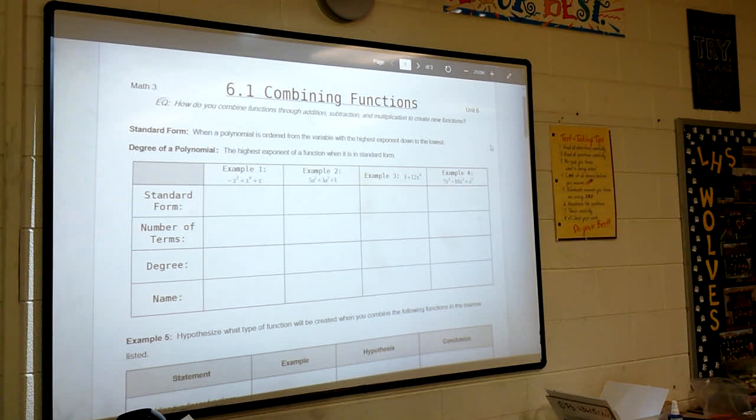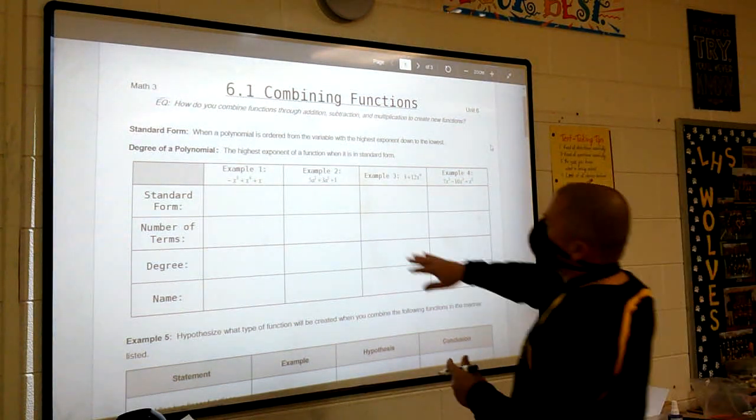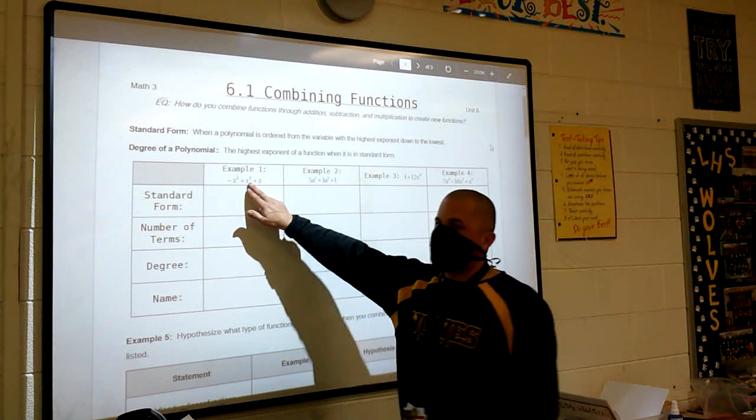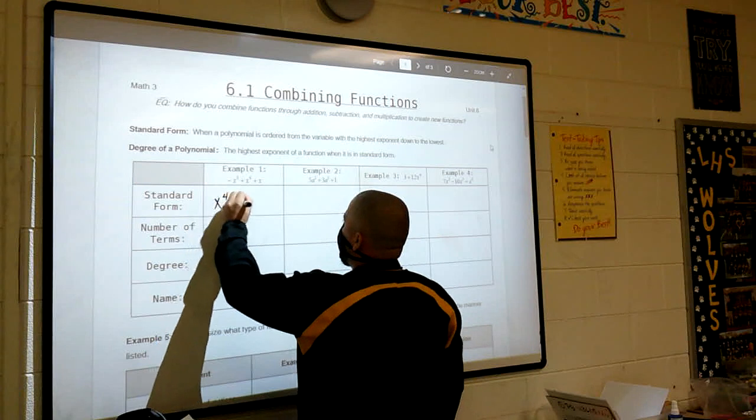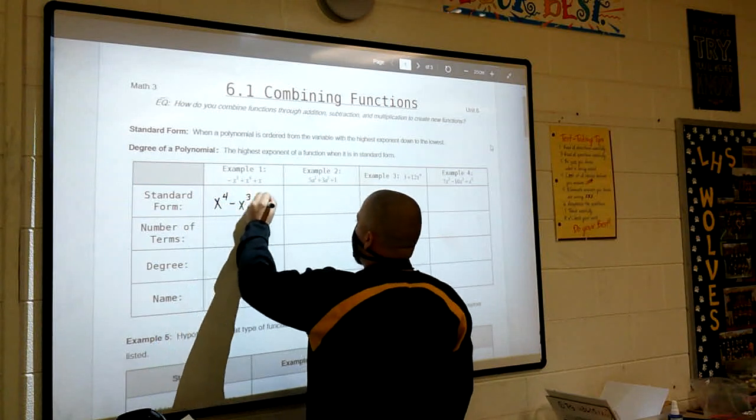So standard form of combining functions says when a polynomial is ordered from the variable with the highest exponent down to the lowest. So that's how we write it in standard form. So we start with the highest exponent all the way down to the lowest. So the highest exponent in this one is x to the fourth. We're going to say x to the fourth minus x to the third plus x.